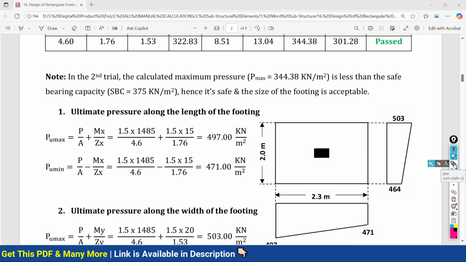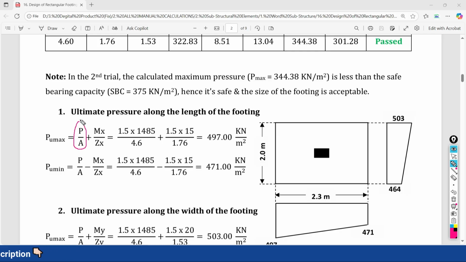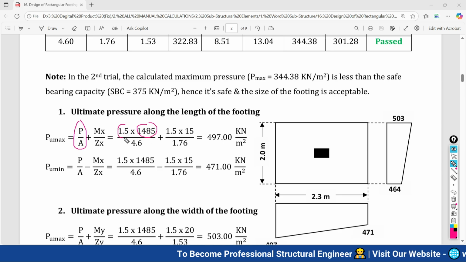So the formula is very simple. Here what we have to consider for one direction at a time. So total pressure plus pressure due to moment. So total pressure, now at this time we have to consider the factor value. So basic service load is 1485 multiplied by 1.5.